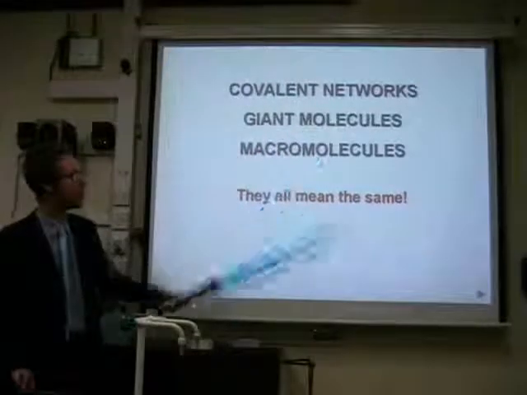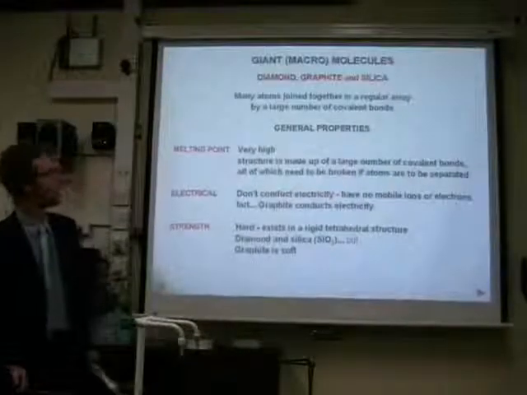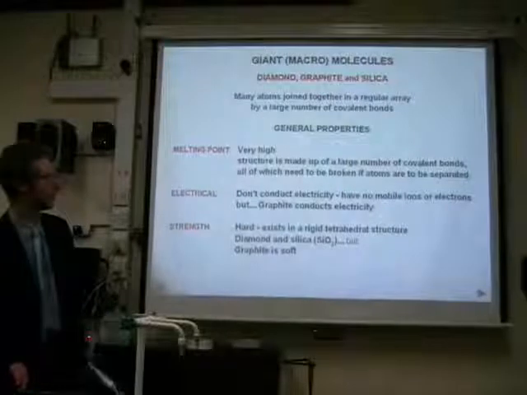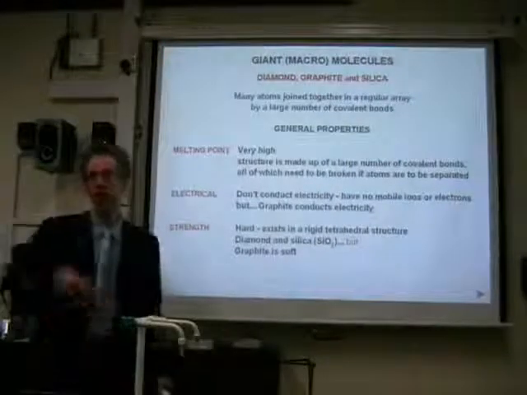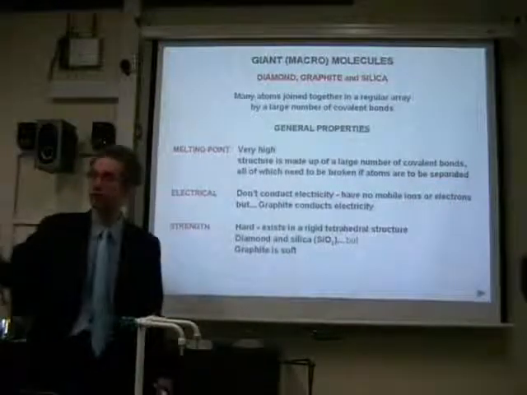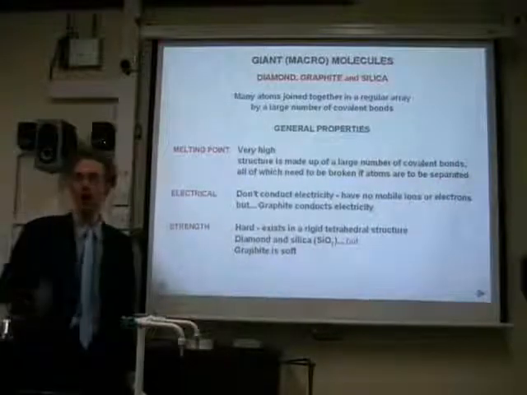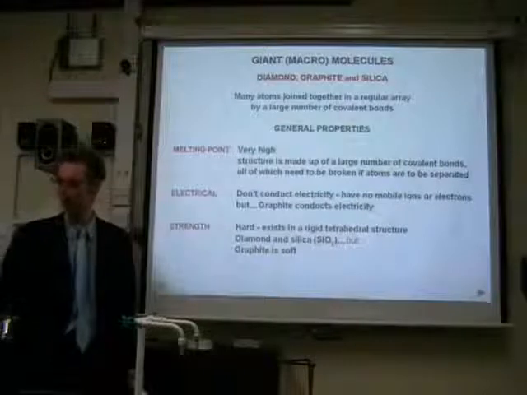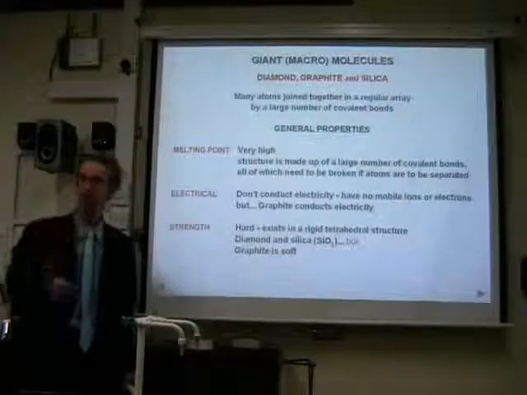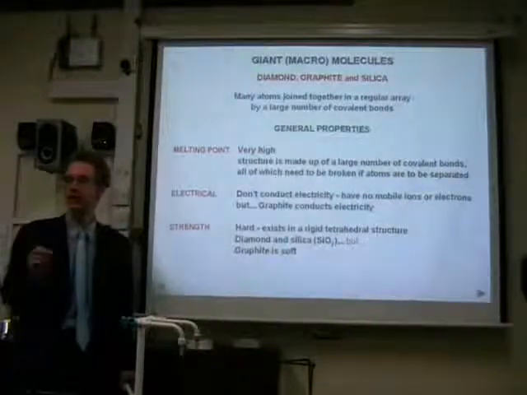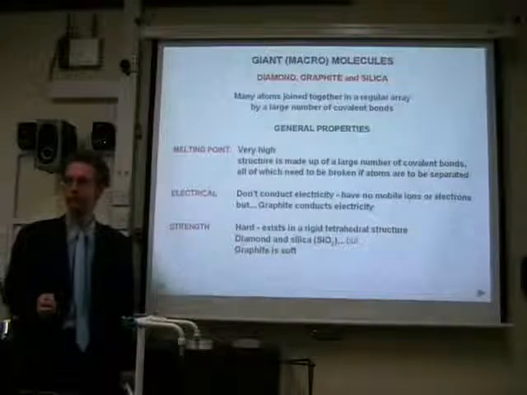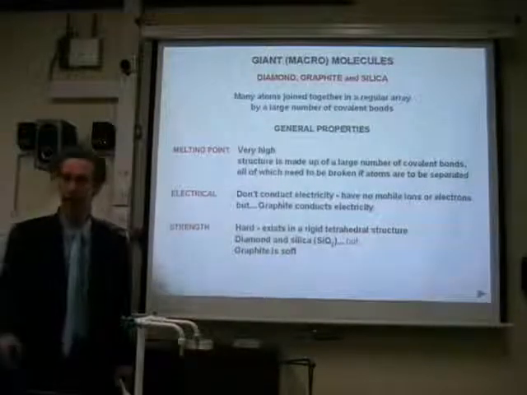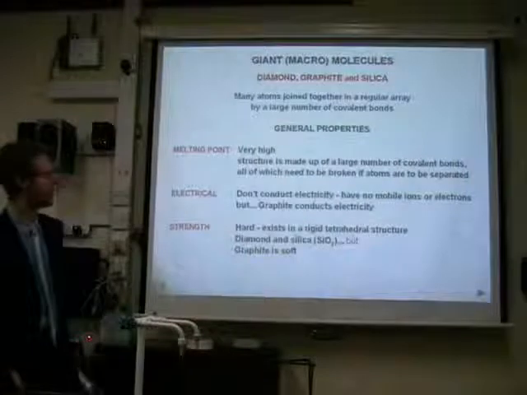Giant structures or macromolecular structures have very high melting points. And that is because you've got a large structure. It could be covalent, ionic or metallic, but a large structure where every atom is strongly bonded to another one. So a pure single diamond would be one exceptionally large molecule. So you actually have to break the covalent bonds to break diamond.